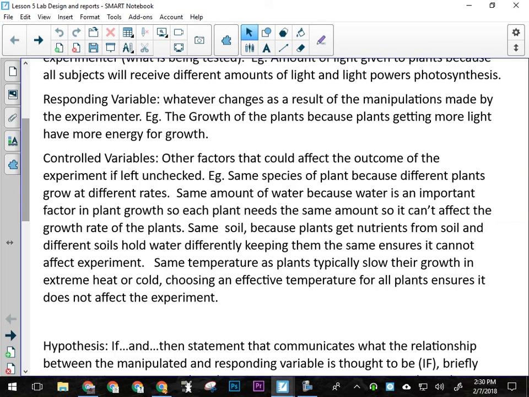Other controlled variables: same amount of water. We know water is something that affects the plant. So I mentioned in here, same species of plant because different plants grow at different rates. So I've identified here's a controlled variable, here's why I'm controlling it. Same amount of water because water affects plant growth. Same soil because plants get nutrients from soil and different soils hold water differently. Again, it's another thing that affects plant growth, so I need to make sure it's the same for all the plants in my experiment. Same temperature, as plants typically slow their growth in extreme heat or cold. Choosing an effective temperature for all plants ensures it does not affect the experiment. So I explain each one of them.